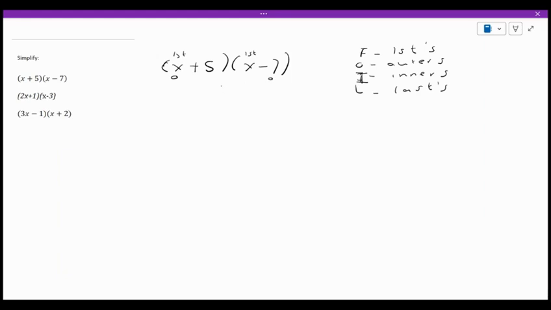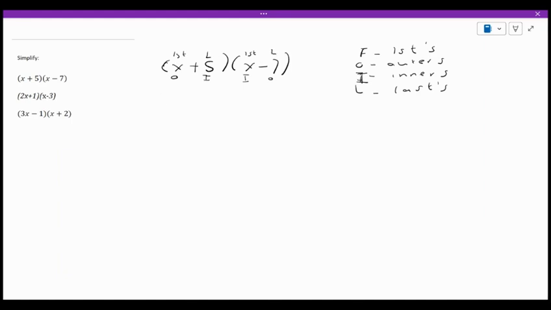Then we look at the inners, the ones closest to each other. I like to think of it that way. So 5 and x are closest to each other, so we have I there for inners as well. And then we also have lasts, the ones that are last in their respective brackets. It's this 5 and it's also that negative 7.